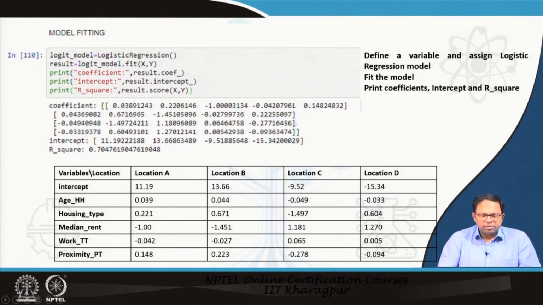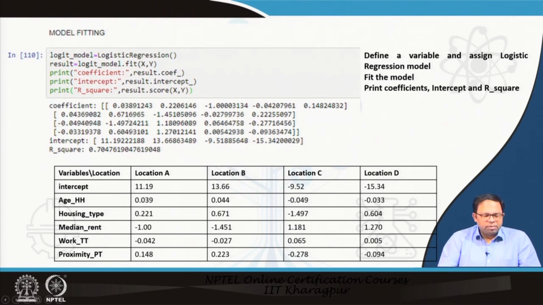We print the coefficients of the model. This is printed for each location. Here there is no reference category; this does the estimation in a different way. For each location we have a utility equation, and using the same formula that we used earlier, the probability of choice of a particular location depends on e to the power utility of the location divided by the summation of e to the power utility of all locations. That is the formula you have to use here, and you get the utility equations for each of the locations, with all the coefficients given for the variables.